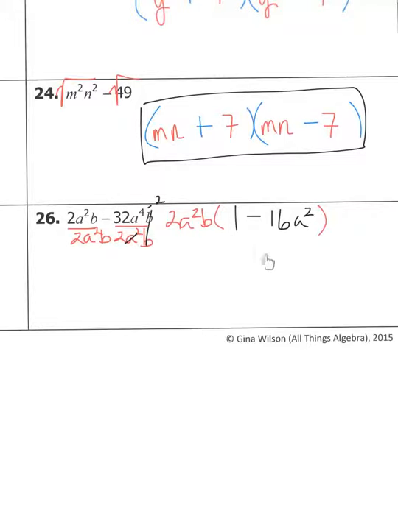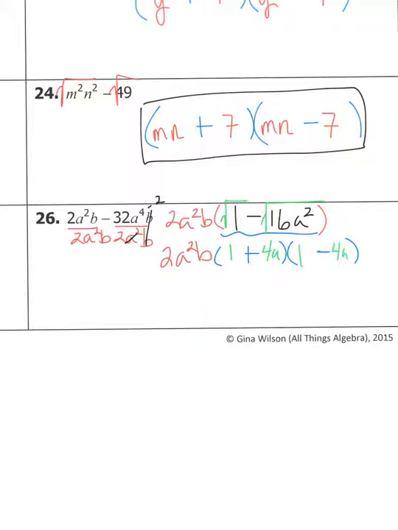So now when you look in here, you have the difference of two perfect squares. 1 is actually a perfect square. The square root of 1 is 1. 16 is a perfect square, and so is a squared. So this is going to get brought down. So 2a squared b, and then this one right here gets factored into that plus minus pattern. So the square root of 1 is 1, and the square root of 16a squared is 4a.